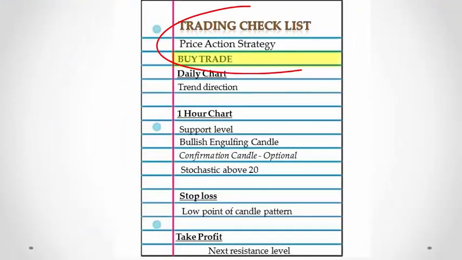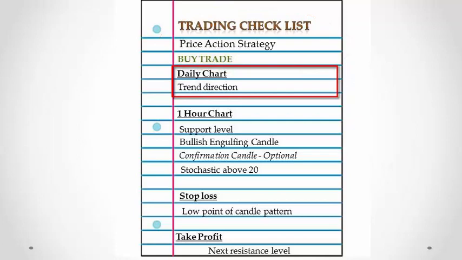And this checklist is for a buy trade. Trade in the direction of the longer term trend. Then on the 1 hour chart, wait for the market to pull back to a support level, and then give us a reversal signal in the form of a bullish hammer candle or a bullish engulfing candle. The stop loss will go at the low end of the candle formation, and your take profit target will be at the next resistance level.